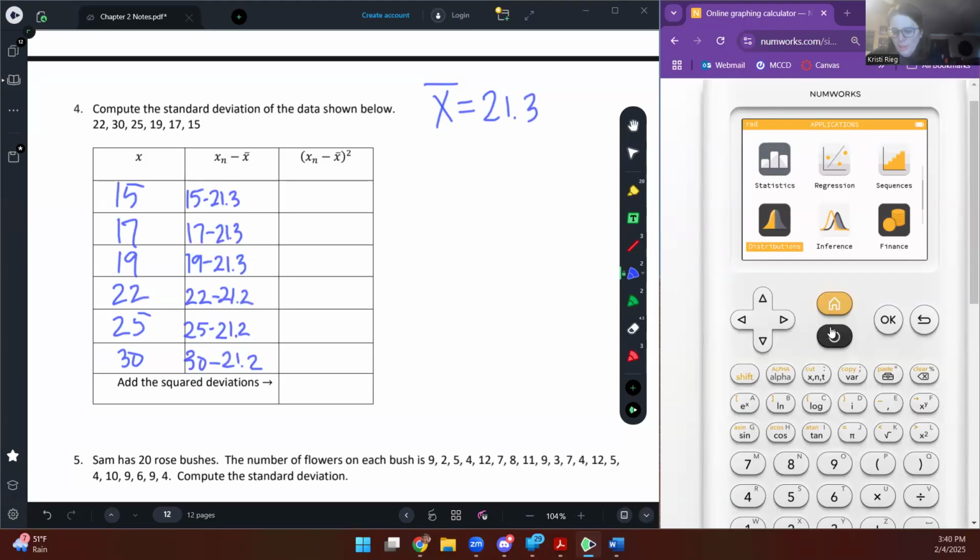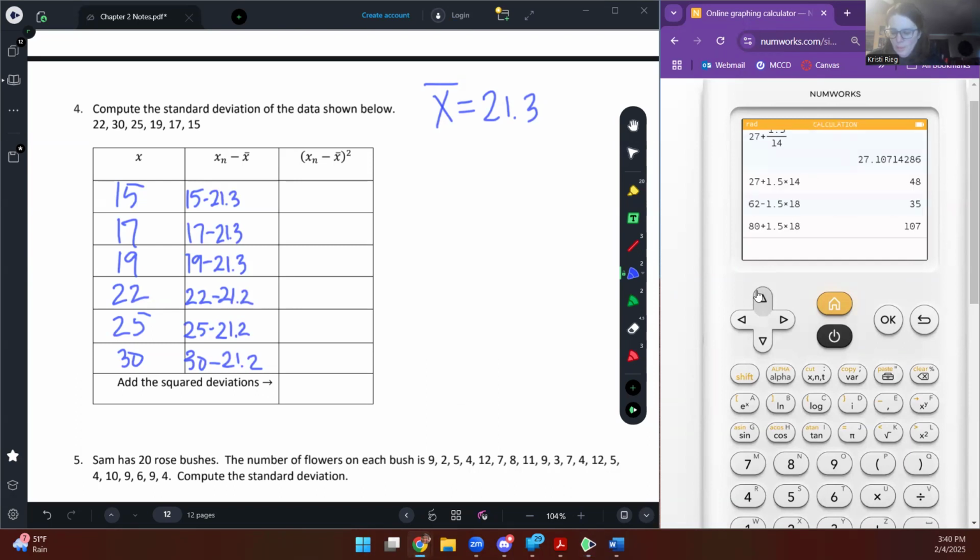On the calculator, I'm going to go up to calculation. Okay, I'm going to do 15 minus 21.3, and I get negative 6.3. I'm going to do this all at once so I don't have to keep typing so much, but this negative 6.3 is going to get squared.